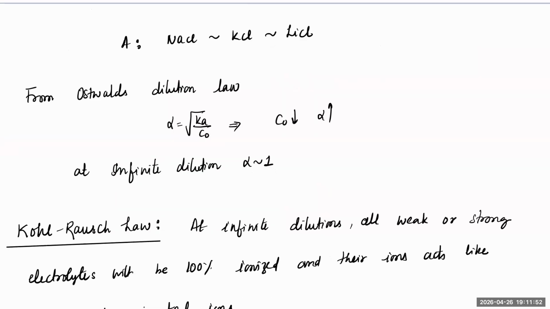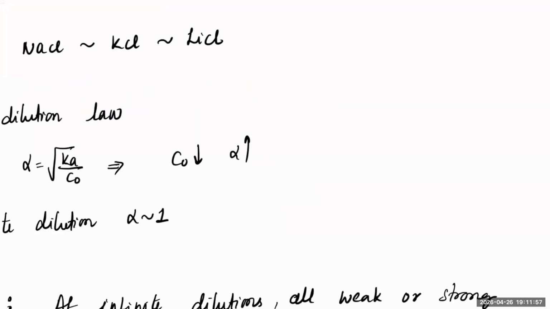Now, from Ostwald's dilution law, if you recall, for example, if you have HA as a weak acid and I have H plus and A minus, the initial concentration is C naught, and then we have C naught multiplied by 1 minus alpha, and this will be C naught alpha and C naught alpha. In that case, Ka will be equal to C naught alpha square by 1 minus alpha. And if I ignore this alpha in the denominator, alpha will be under root of Ka by C naught.